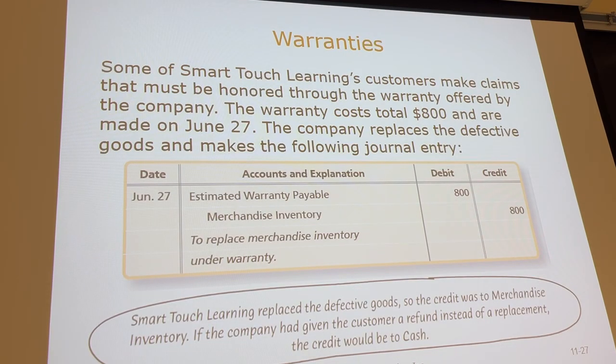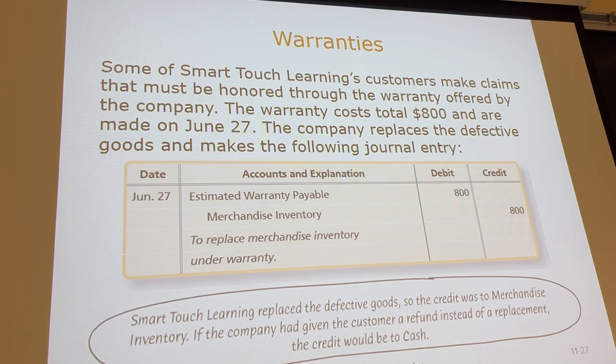So now we debit estimated warranty payable to take it out of that liability account that we set up earlier. And in this case, because we're replacing the defective goods with new goods taken out of our inventory, the account that we credit is merchandise inventory.